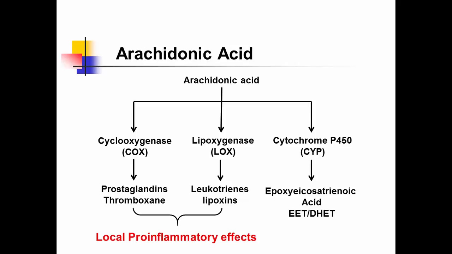Right? These eicosanoids, including the prostaglandins and the leukotrienes, are very important mediators of local pro-inflammatory responses, right? So again, these are bioactive compounds involved in inflammation, local inflammation in the tissues and organs, right?